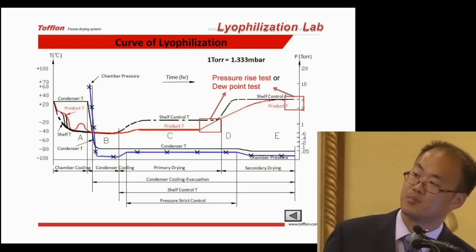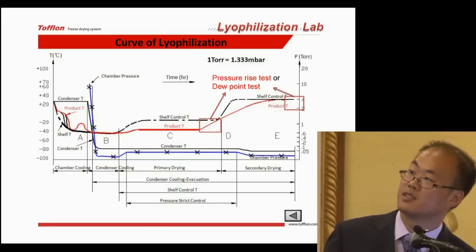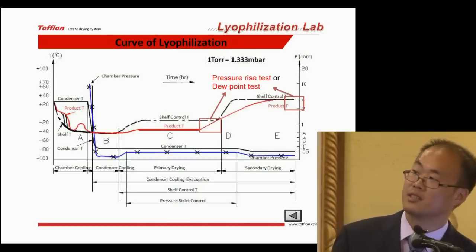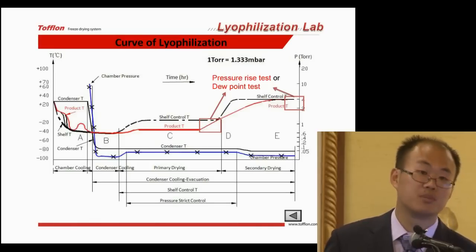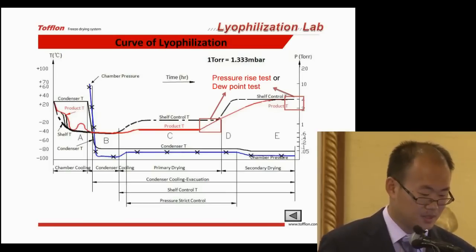Now this part is the primary drying part, and this part is the secondary drying part. At these squares, we determine the pressure rise test. We can see the shelf control temperature. In primary drying, this temperature depends on the collapse temperature, and in the secondary drying step, this temperature depends on the property of the drugs, what the drugs can endure. So let's go into the next part.